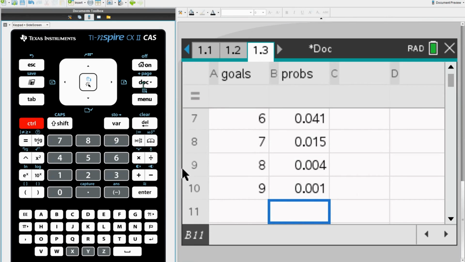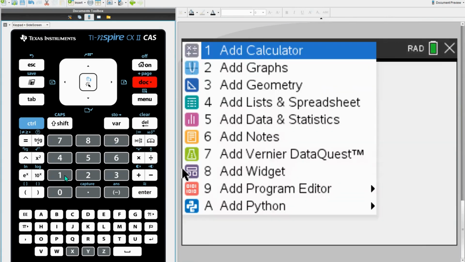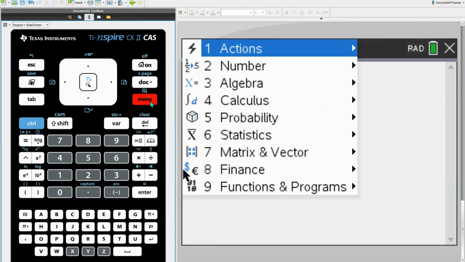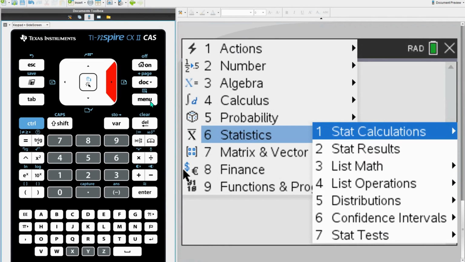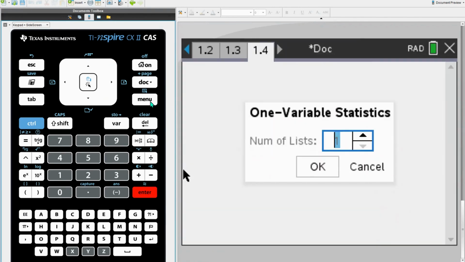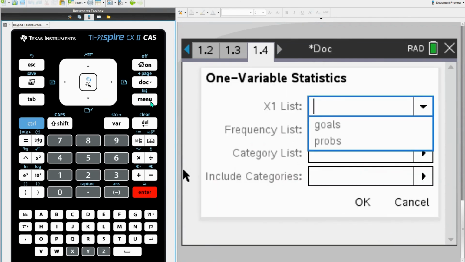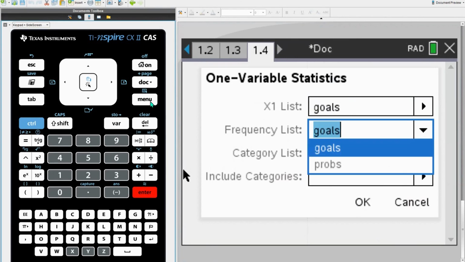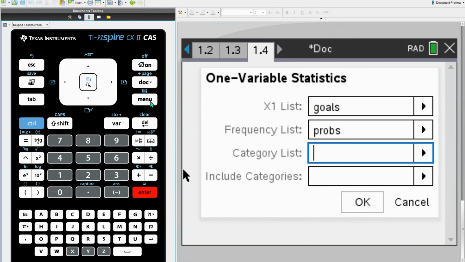Well, let me add a calculator page to this document. We can go to menu, and under statistics, stat calculations, one variable statistics, we ask you how many lists. Well, there's only one data list, and that's the one called goals. So one data list, so one. What is the name of that data list? It's called goals. And how often do we have goals? Well, those are the data, but that's the information that's stored in probabilities.